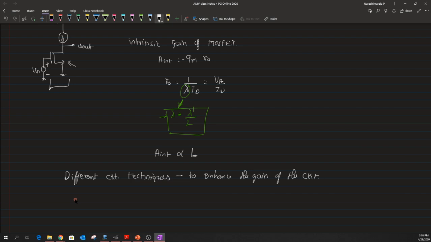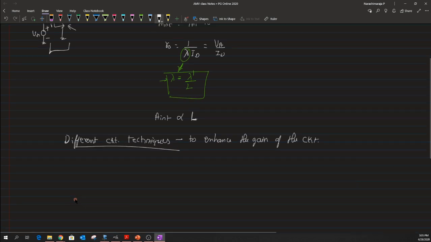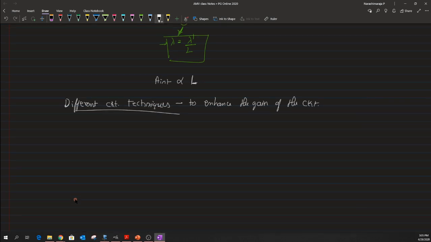Before I talk about those different circuit techniques, I have to talk specifically about some set of parameters which are specific to op amps in open loop configuration. These parameters of the open loop op amp basically define the feedback circuit performance.